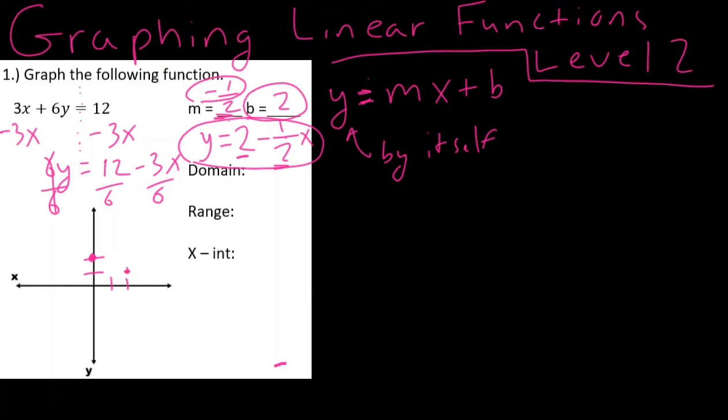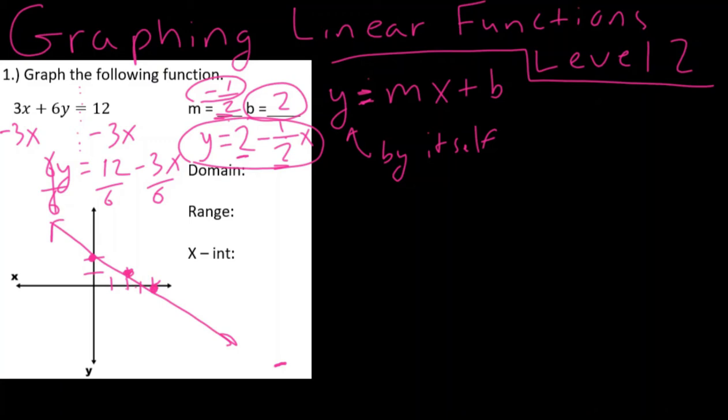Well, what if we do that again? What if we go down 1 and right 2 again? Well, we wind up right there. And of course now, we can graph that linear function. Let's pretend that I actually hit these points. Okay, so there's our linear function.